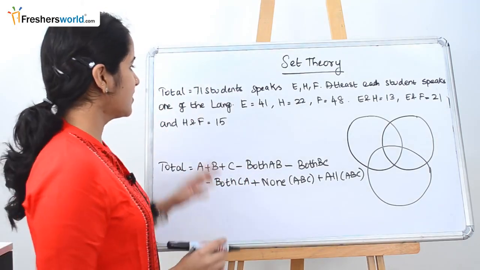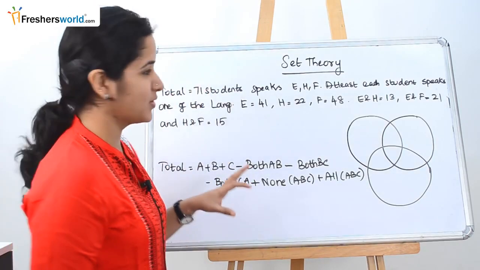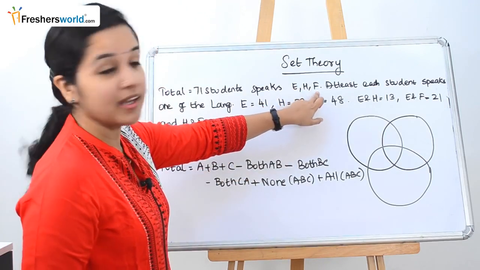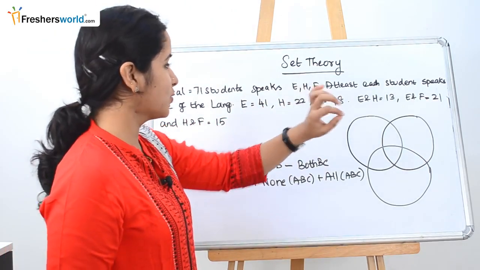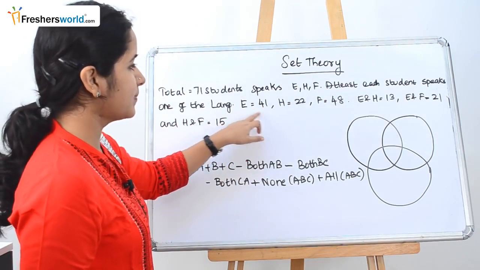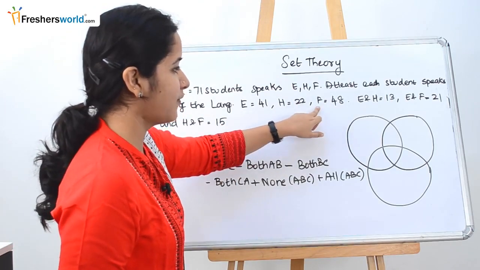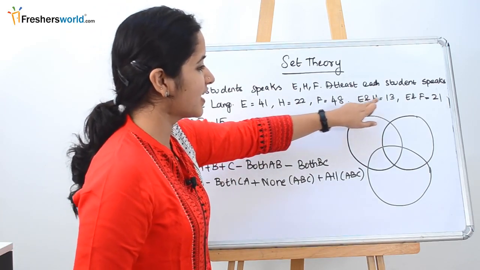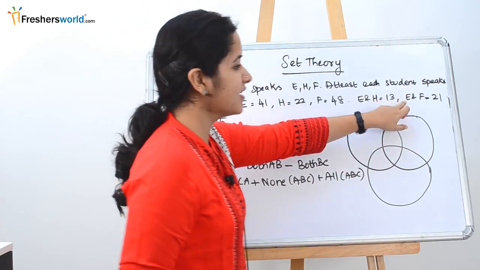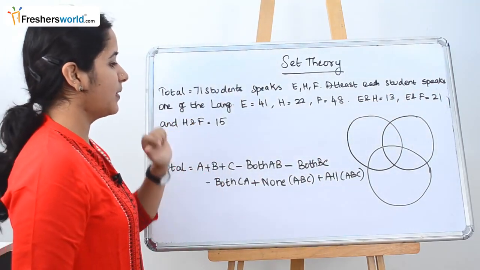So the question that they have given is, there are a total of 71 students in a class and they speak 3 languages, which is nothing but English, Hindi and French. At least each student speaks one of the languages. They are saying 41 students speak English, 22 students speak Hindi and 48 students speak French. The students who speak English and Hindi is nothing but 13, English and French is nothing but 21 and Hindi and French is nothing but 15.